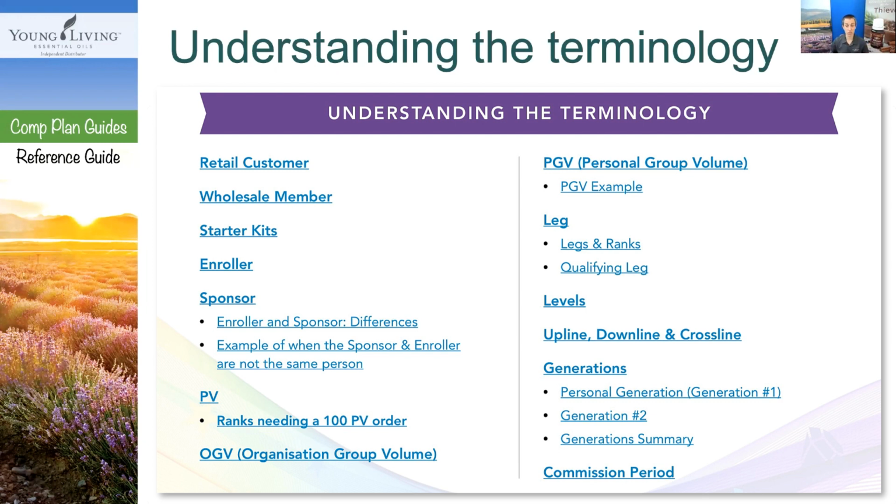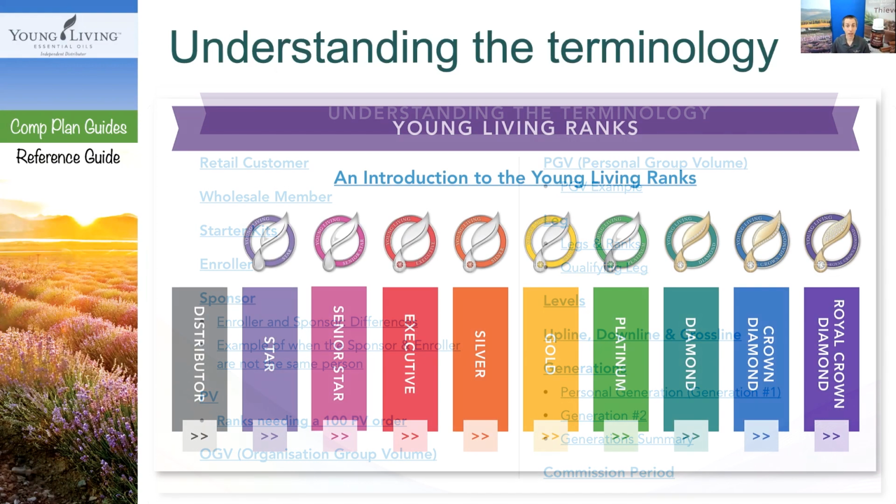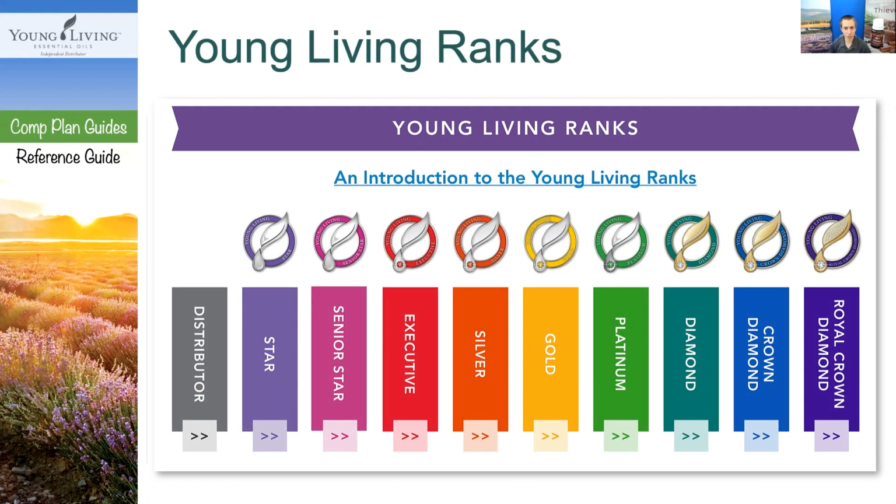So here we've got the section on terminology. So lots of different abbreviations and terminology there, all covered there. Then we have a section on the Young Living ranks. Now, in this particular section, you'll see the ranks listed there. You can actually click on those. So where it says Senior Star and it has the 2 greater than symbols, that means you can actually click on that. So that's then me just explaining what you need to do to qualify for that particular rank. So that's the Young Living rank section.